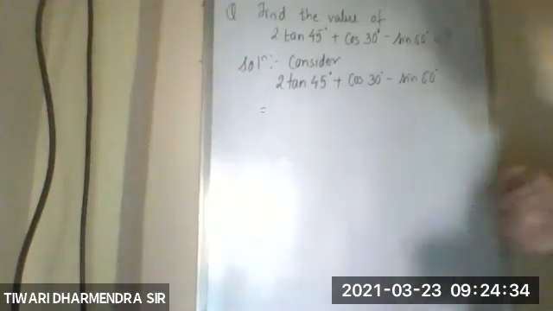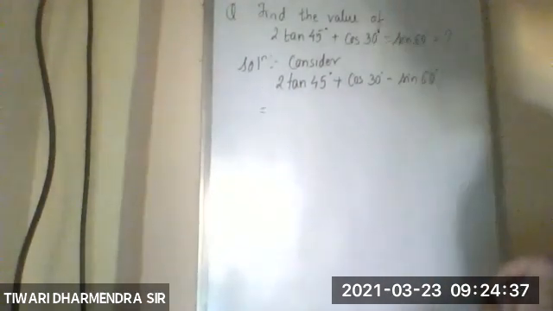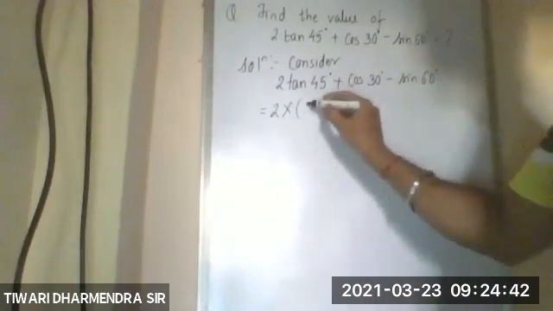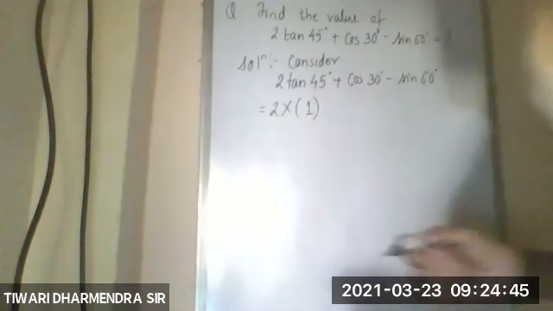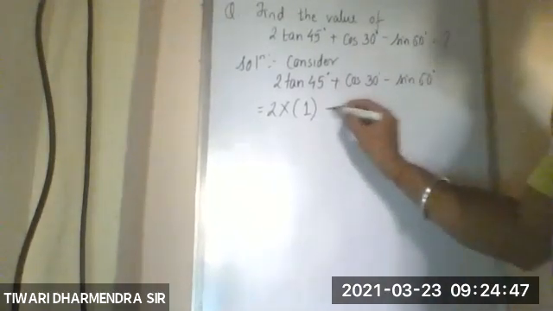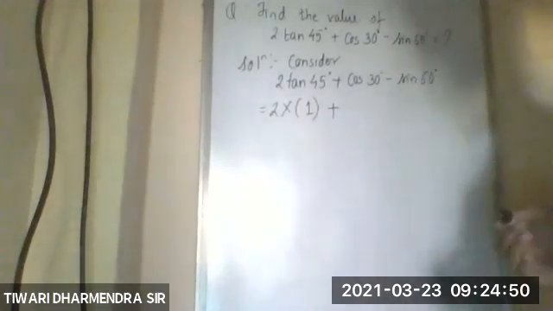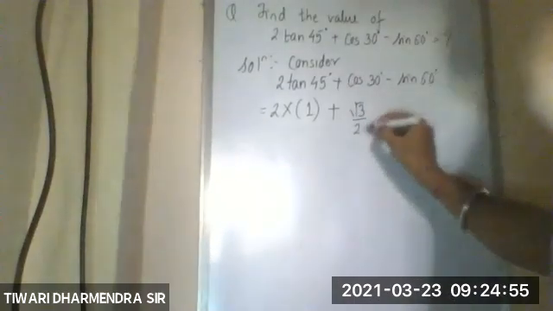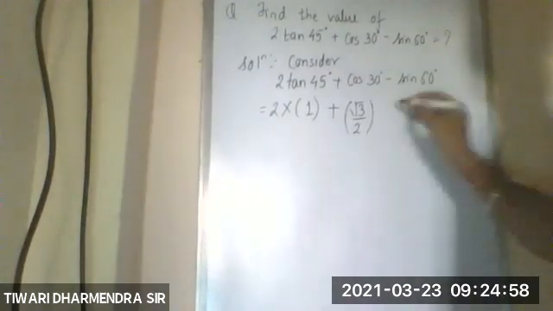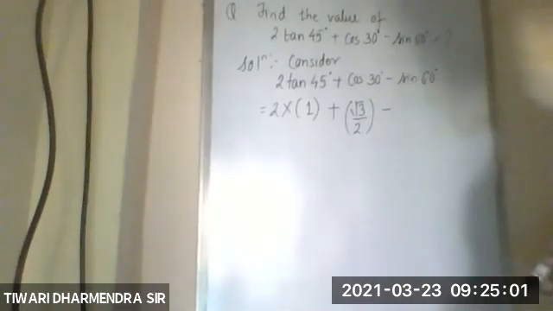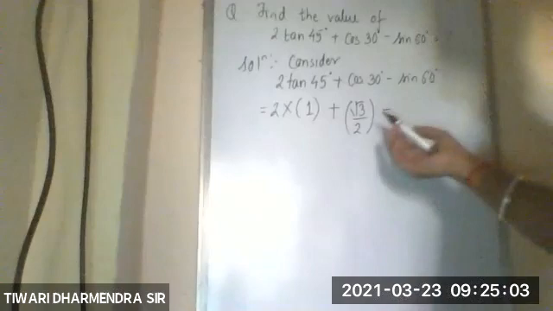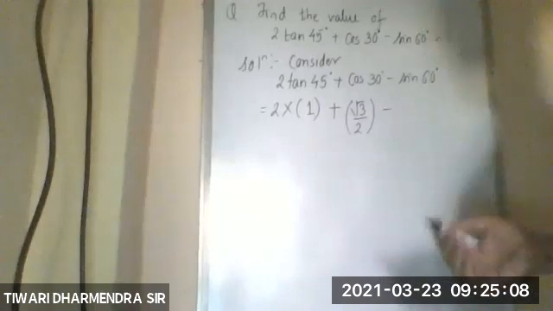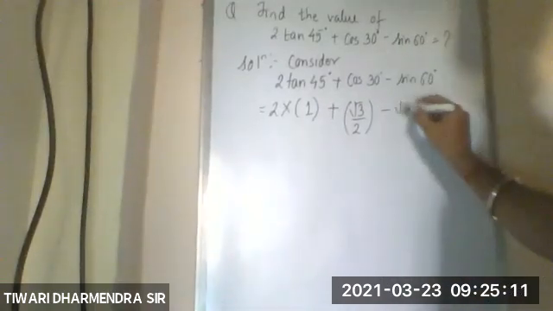Now you can just go through the table that we have done. 2 into the value of tan 45 degree, which is 1, plus cos 30 degree, which is root 3 by 2, minus sine 60. Since cos 30 and sine 60 are complementary to each other, the value is the same, that is root 3 by 2.